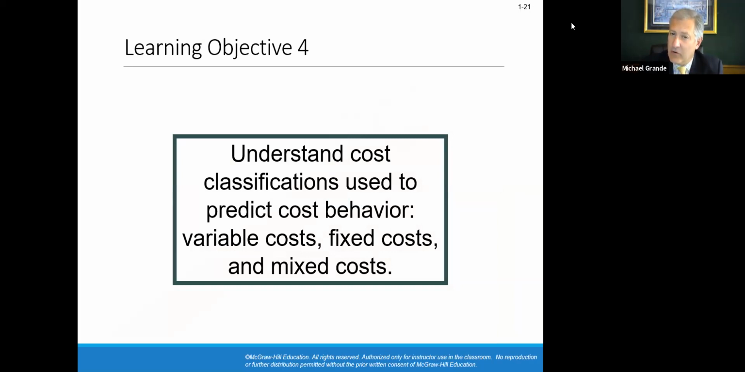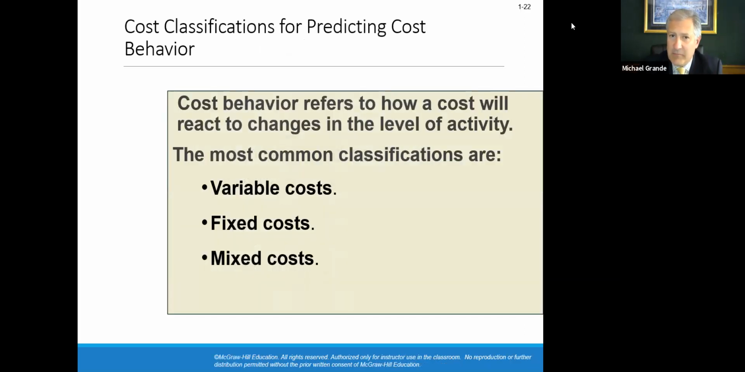How do I predict the cost? We have to understand how that cost behaves, how that cost reacts relative to activity. Activity is the number of units we sell. We have three types of costs: variable costs, fixed costs, and mixed costs. We need to understand what type of cost it is so that we can predict it.